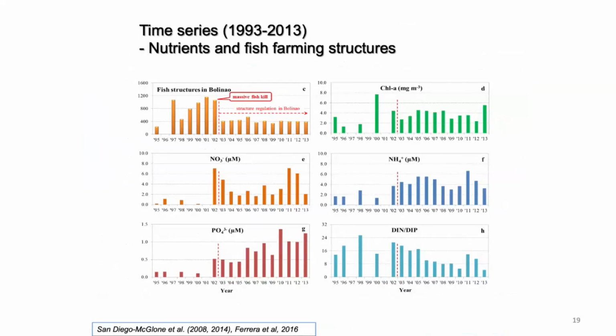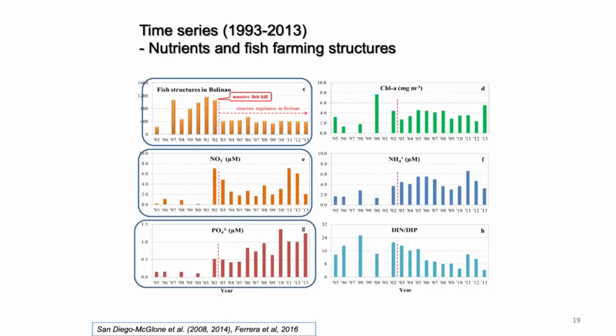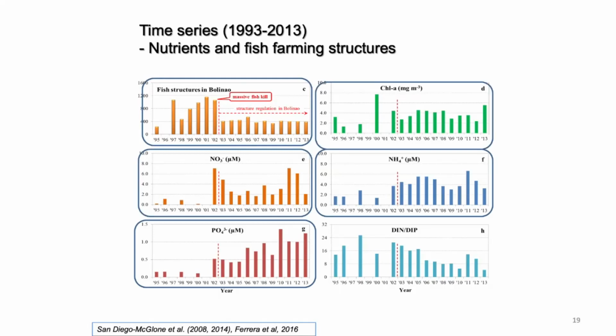Hence, when you look at the time series of nutrient concentrations in Bolinao waters, even if the number of structures is maintained within the carrying capacity, nutrient concentrations remained elevated, as well as chlorophyll values, making the environment eutrophic.